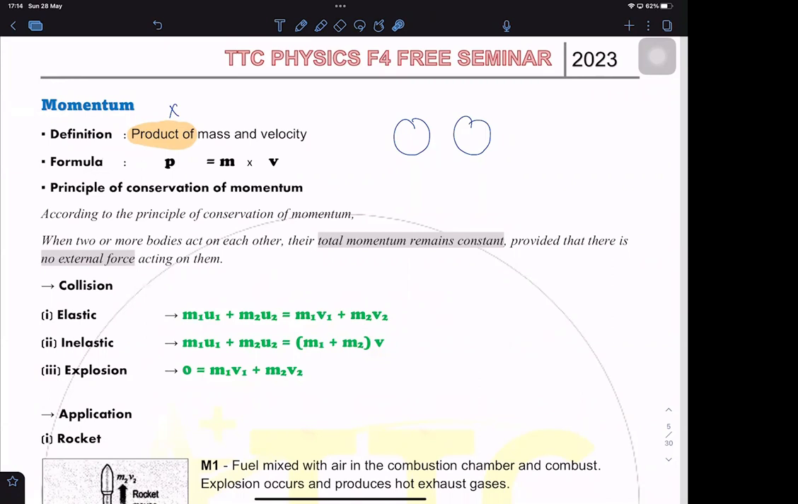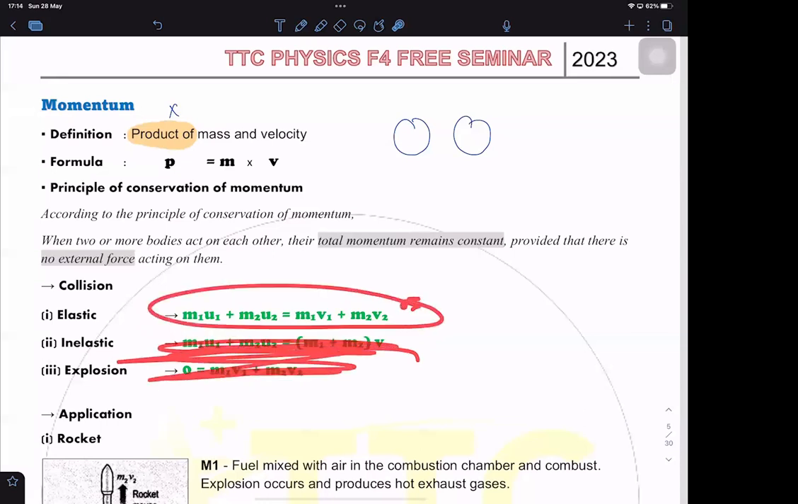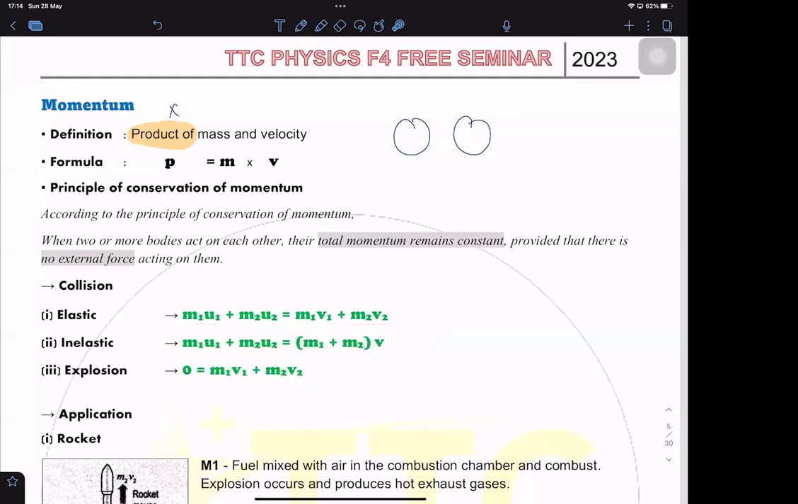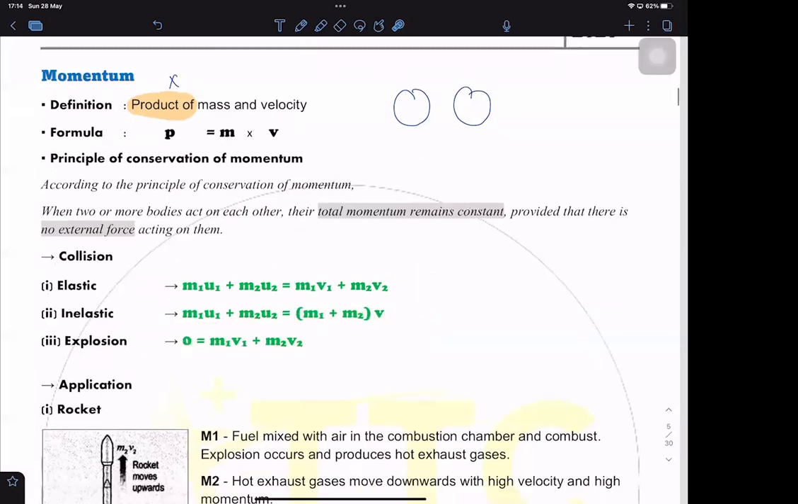Okay? Now, each of these seem to have their own equation. But these equations all come from the first one. So I personally don't care about other equations. I personally just use the first one to solve every momentum question. I don't care about this. I don't care about this. I only care about this only. Okay? Now, when we talk about explosion, right?